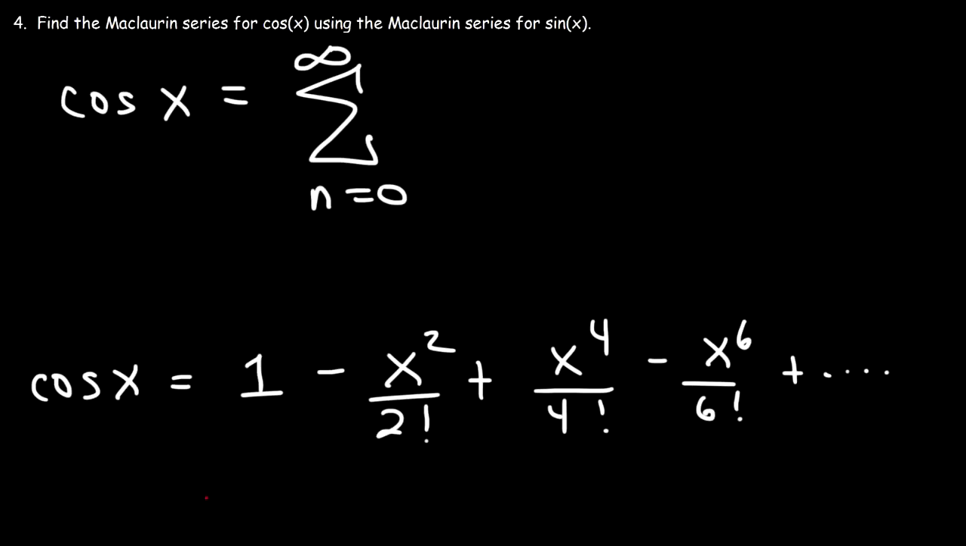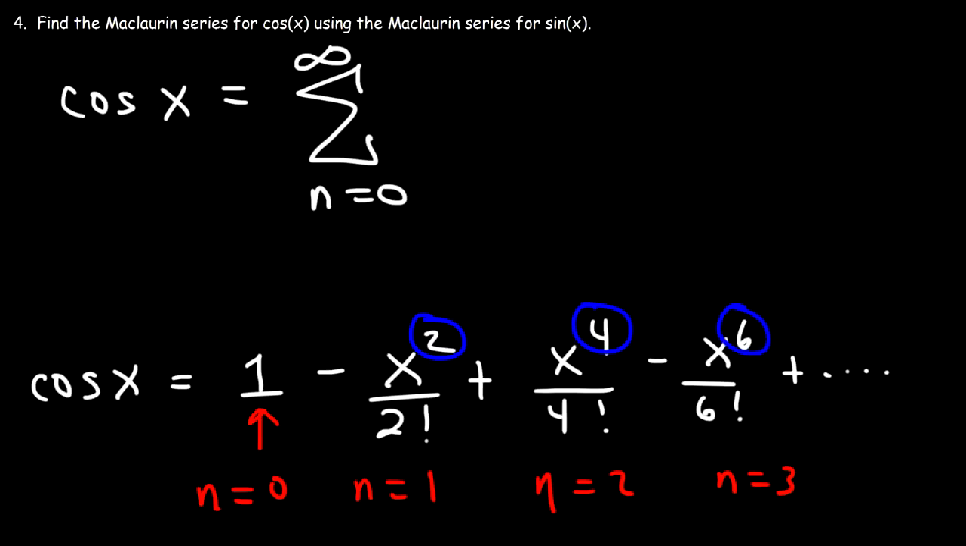Now, keep in mind, when n is 0, we need to get 1. When n is 1, we need to get the exponent 2 and a factorial 2. When n is 2, we need to get 4 factorial and x to the 4th. And then when n is 3, we need to get 6. So notice that the exponents and the factorials are always 2 times the n values.